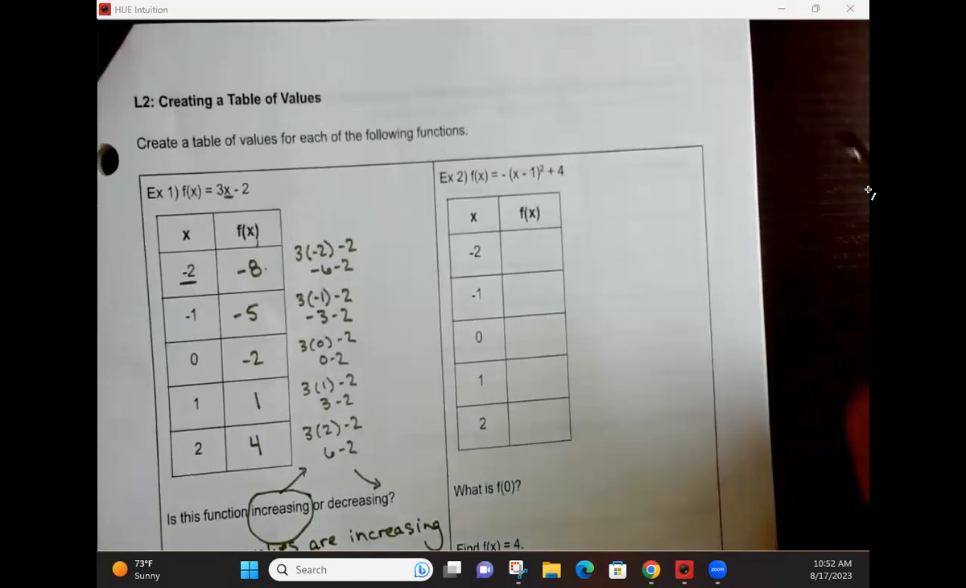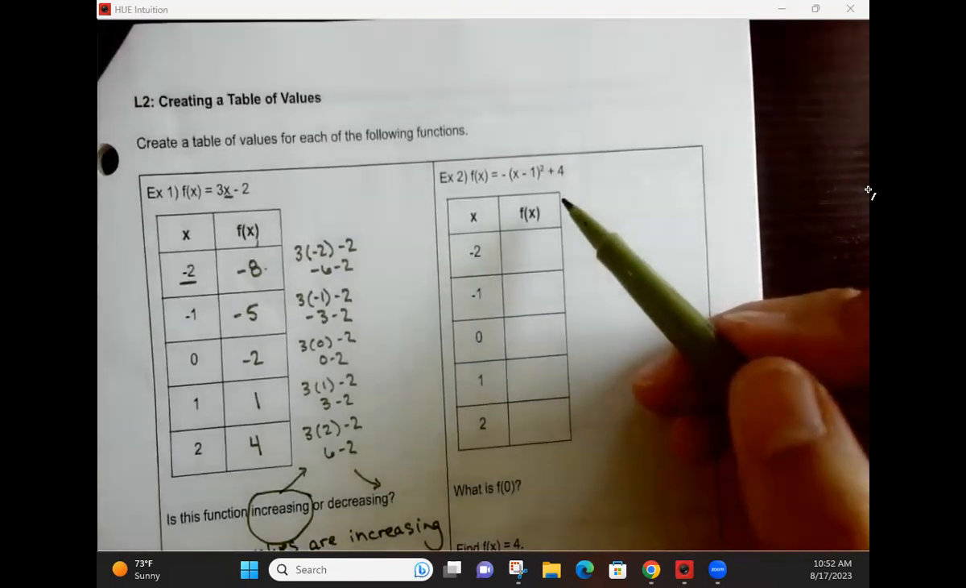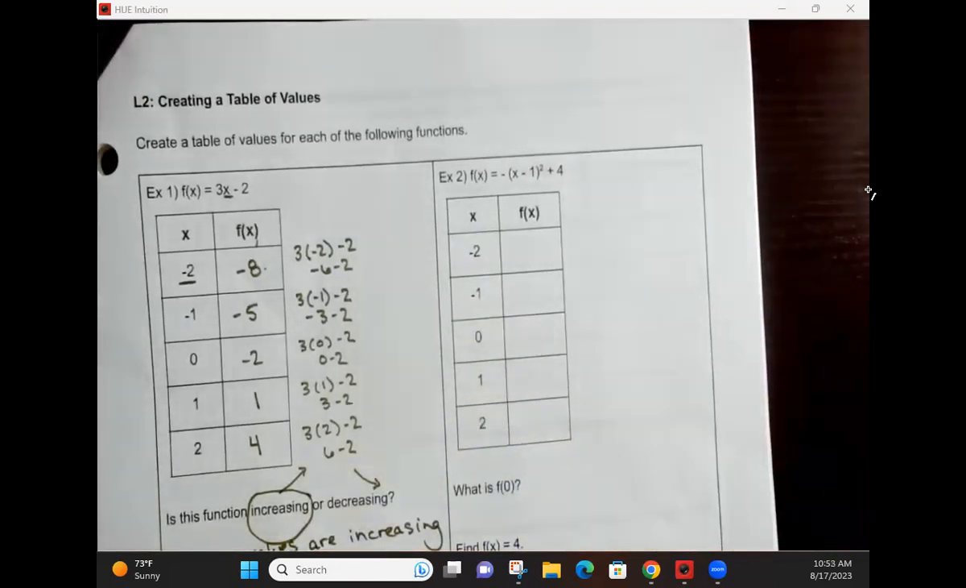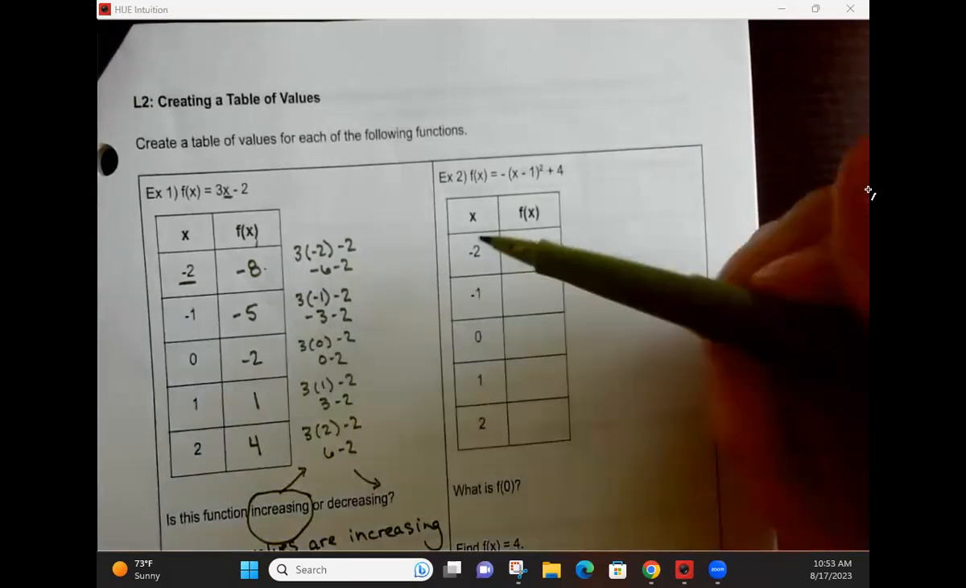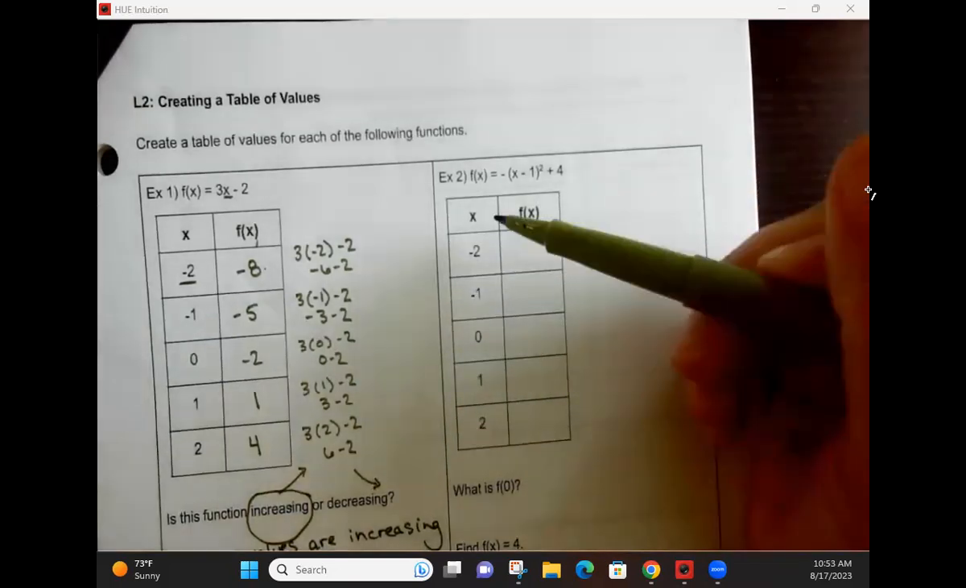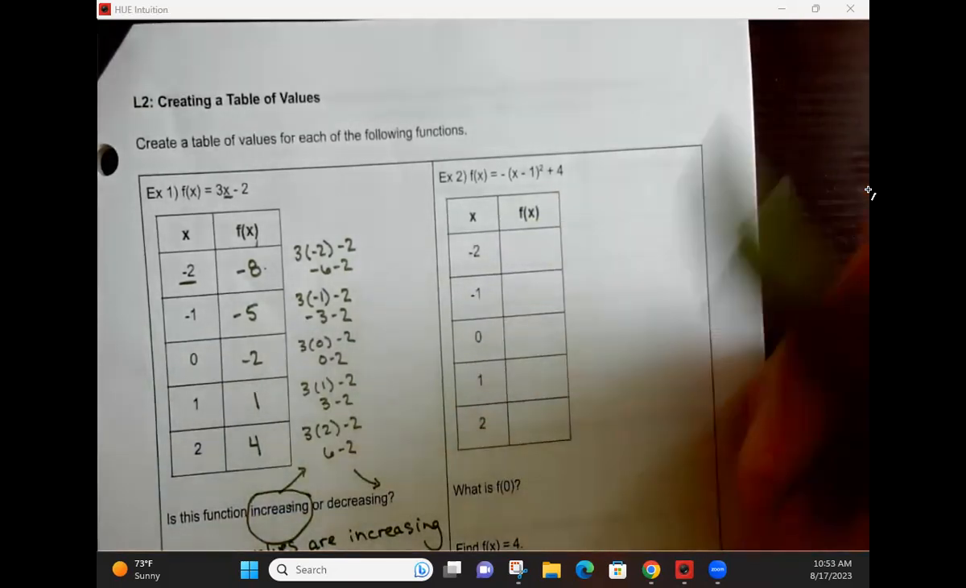Let's take a look at example 2 here. Another function. I want to create a table of values to represent this function. It's a different type of function than what we saw for example 1, but I treat it the same way. So again, for this first one, I've selected some x values for you. I'm going to plug them in and see what we get for y.